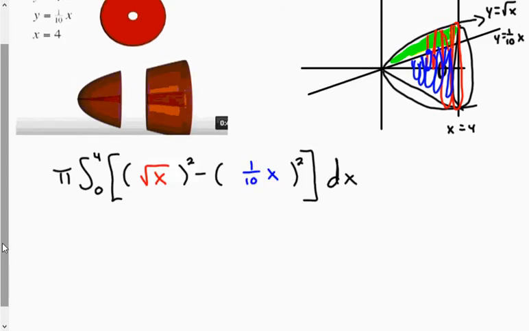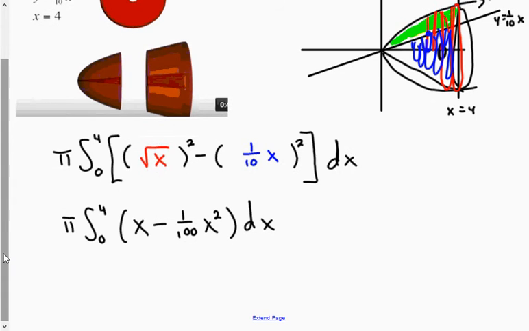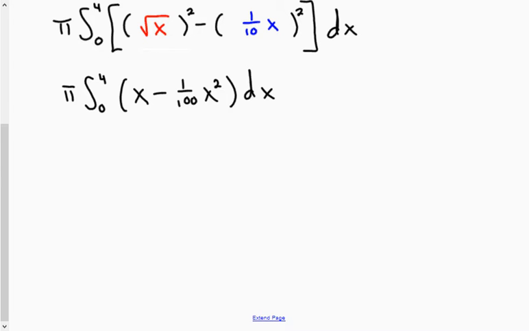Now I can go ahead and work this out. We got pi times the integral from 0 to 4. And then if I square the square root of x, I get x. Minus, square this, I get 1 over 100 x squared. Then I integrate that with respect to x. And now it's just integration, right? The new thing was setting up our integral.